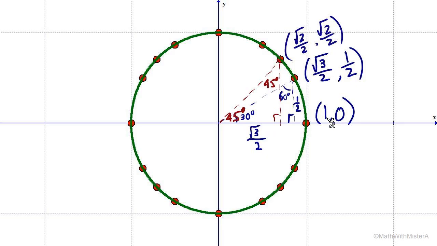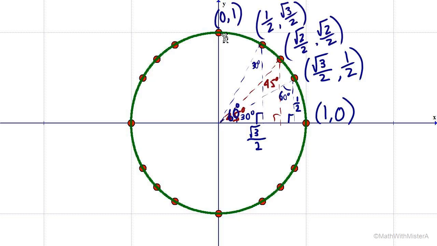And if you wanted to get fancy, you could say that this 1 right here is a radical 4 over 2, which simplifies to 2 over 2, which is 1. If it helps you remember these ordered pairs, then go for it. Next measure at 60 degrees, it's again just the 30, 60, 90 triangle, but flipped over. So now my x-coordinate is the short side, the 1/2, and the y-coordinate is the long side, the radical 3 over 2. And back to this point now, our x-coordinate is 0, y-coordinate is 1.